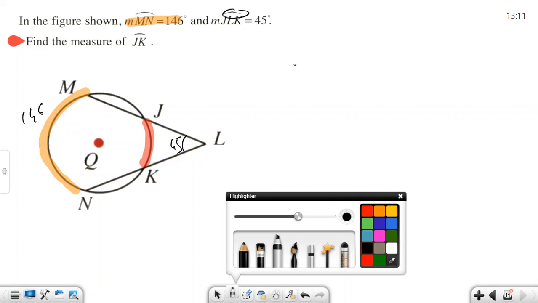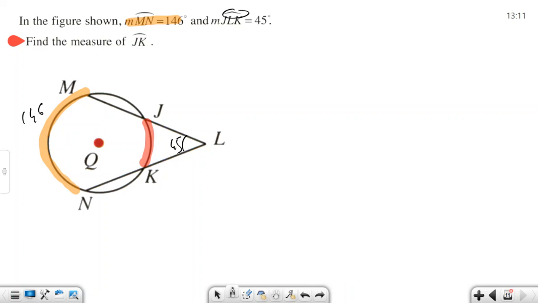What we know is the angle, this 45. Oh sorry, let's change the pen tool to that one. 45 is equal to the larger arc, MN is larger than JK, far away from the vertex, 146 minus, what is JK? We don't know. Let's write A. Let's say this is A now. Divided by 2.